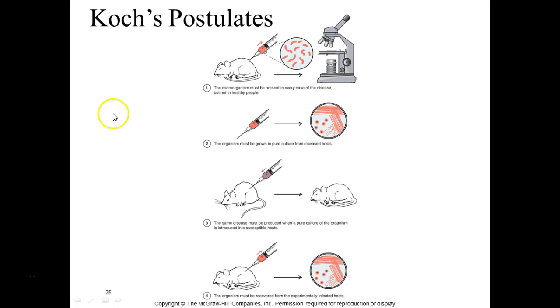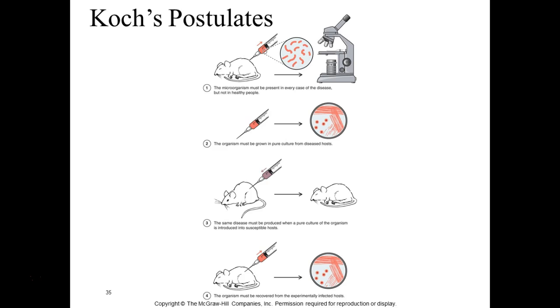So the organism must be grown in pure culture from diseased hosts. Pure means what? One what? One species of bacteria. Not a mixture, right? Not Bacillus anthracis and Bacillus subtilis, right? Just one. Pure means one species.